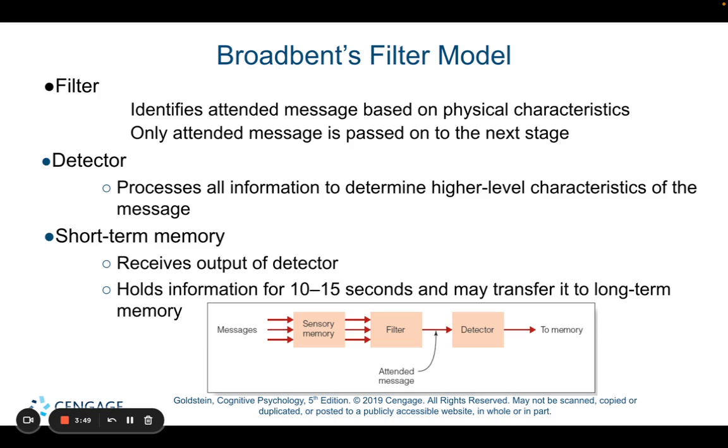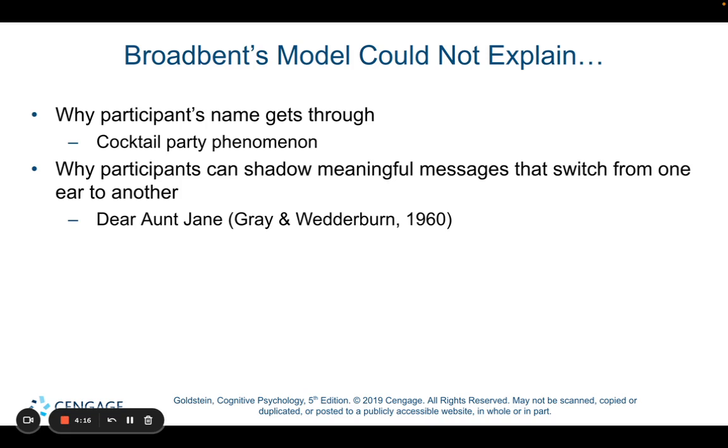After we are able to filter the message, we send it on to our detectors, which process the information that we've received using higher order thinking, characteristics of the message. And then the message is sent very quickly to our short-term memory, which will hold it for about 10 to 15 seconds. And if it is properly encoded, it will go on to long-term memory.